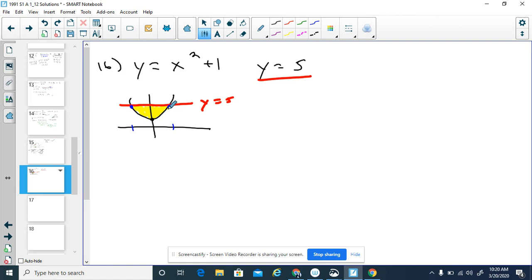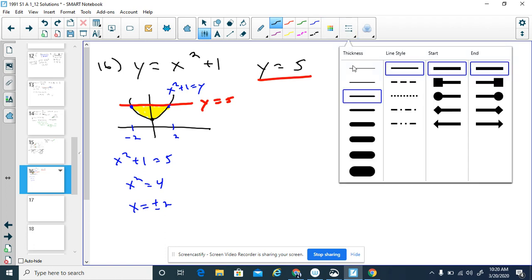Well, you got to figure out when x squared plus 1, that's the graph of this here, right, is equal to 5. Basically set them equal. Subtract the 1, and you get plus or minus 2. So that's negative 2, and that's 2. All right, so if I'm setting this up now, let's go back to my black pen.